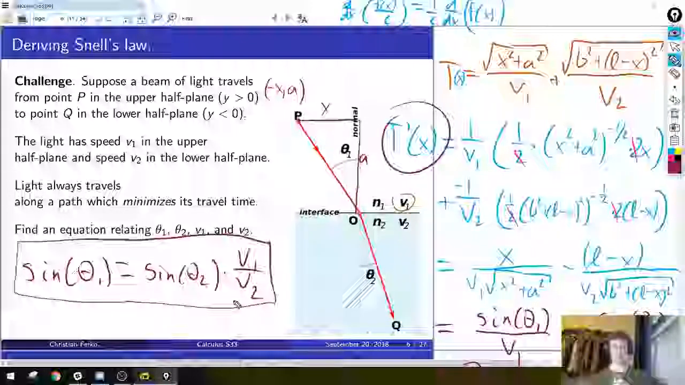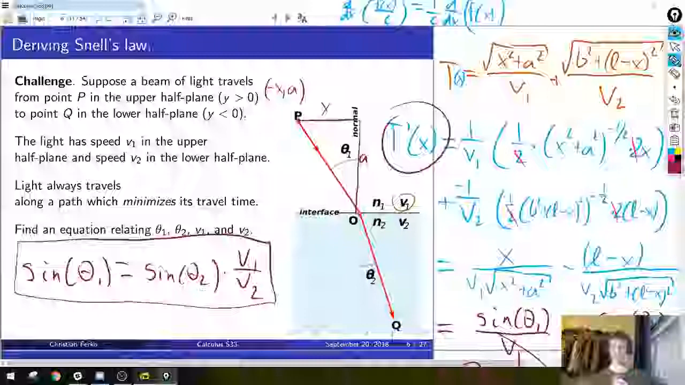I just rewrote what you told me. I added sine of theta 2 over v2 to each side, and then multiplied each side by v1. Yes, that's the same thing I did. If you add this term to both sides, then you get sine theta 1 over v1 equals sine theta 2 over v2. And then you say multiply both sides by v1.